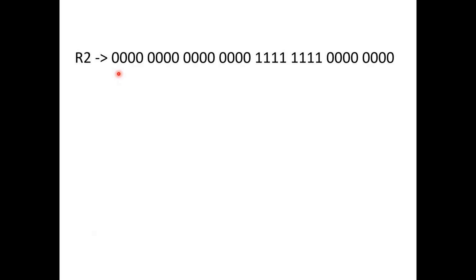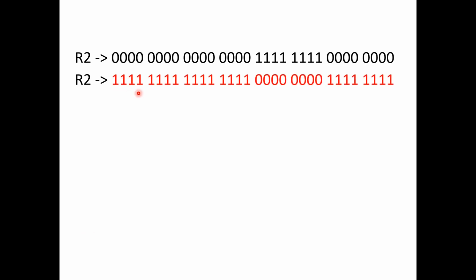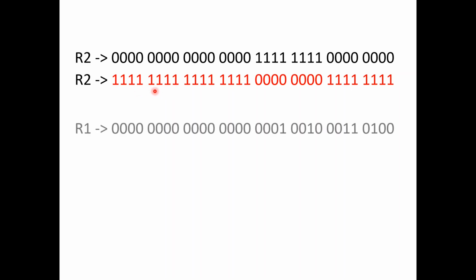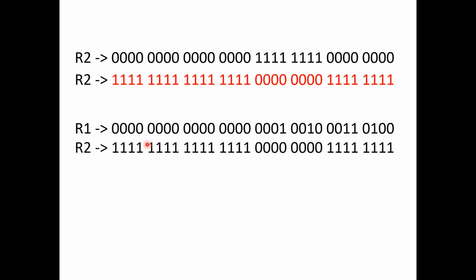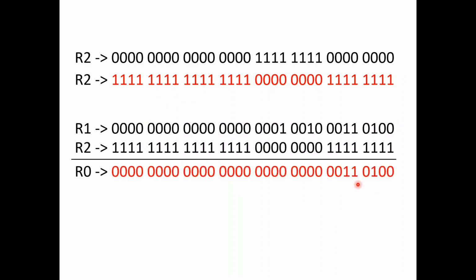This is how it is performed. First, we get the ones complement of the content of R2. Here is the complement value. Then we perform the AND operation with the content of R1. Therefore, the result is hex 34 in R0.